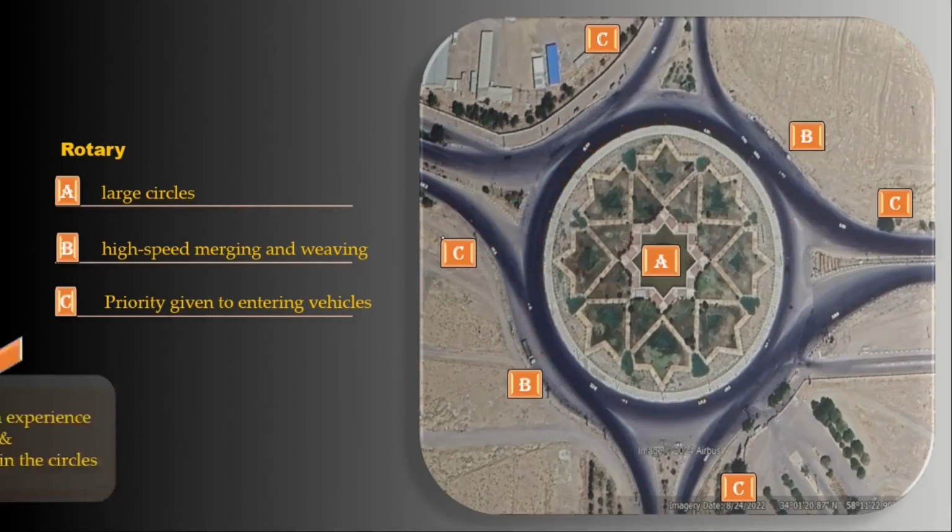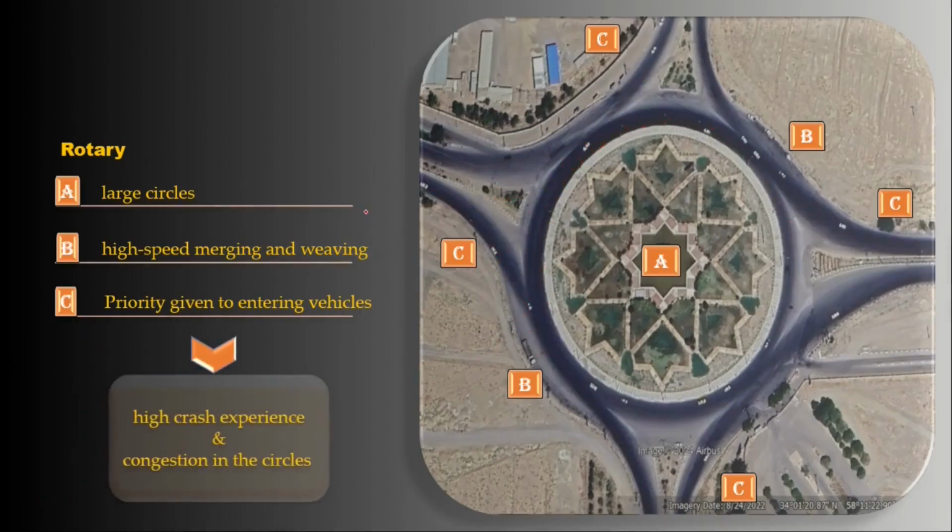Due to these features and their consequences, rotaries have acquired a reputation for being a kind of circular intersection with frequent and severe crashes, experiencing congestion and even locking up during peak hours, which caused rotaries to fall out of favor in the United States in the mid 1950s.